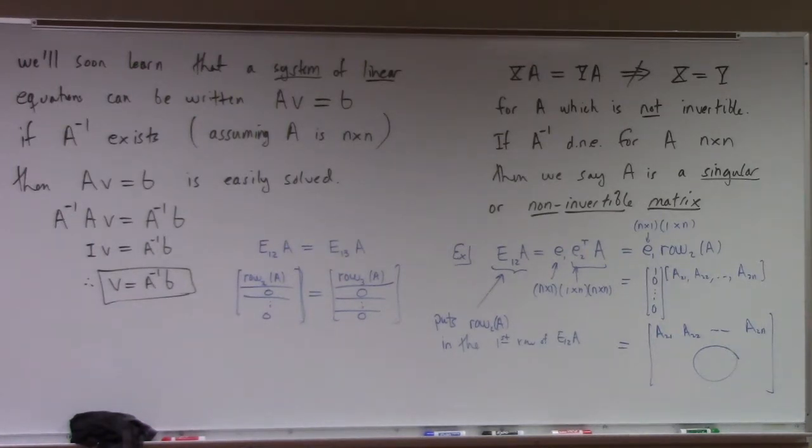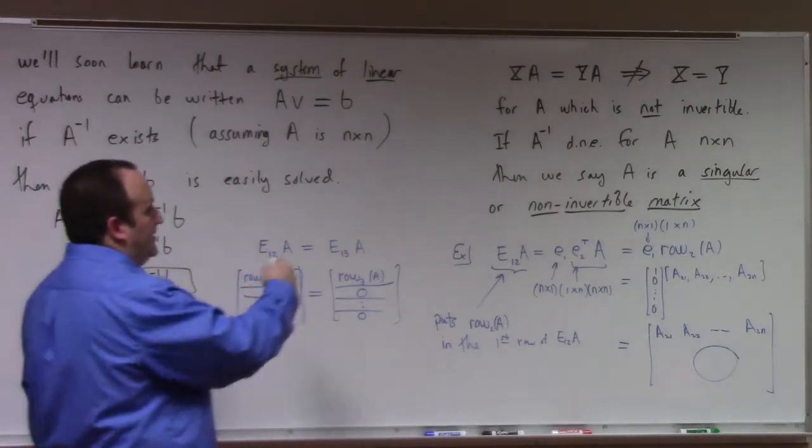Yep. As long as row 2 and row 3 are equal to each other. Right. Yeah, so if we have row 2 and row 3 of a matrix being equal, we'll have that these are equal. But is e12 equal to e13? No, certainly not. So here's an example.